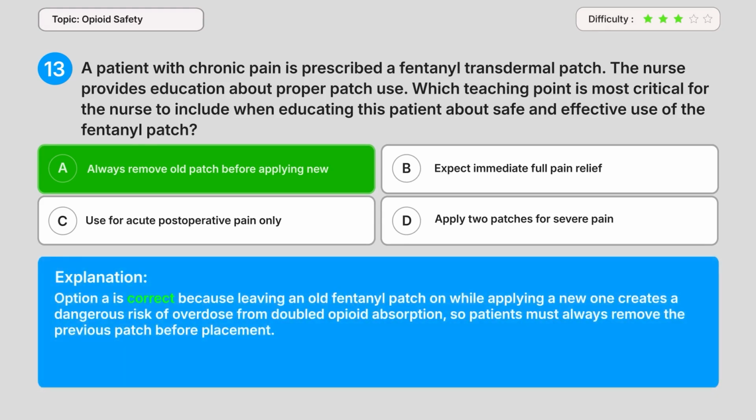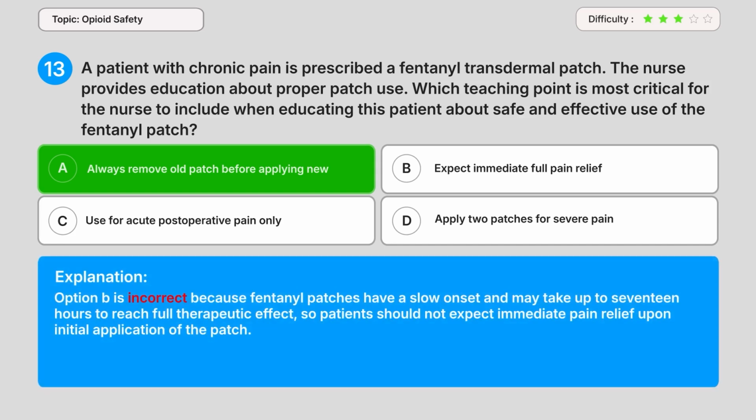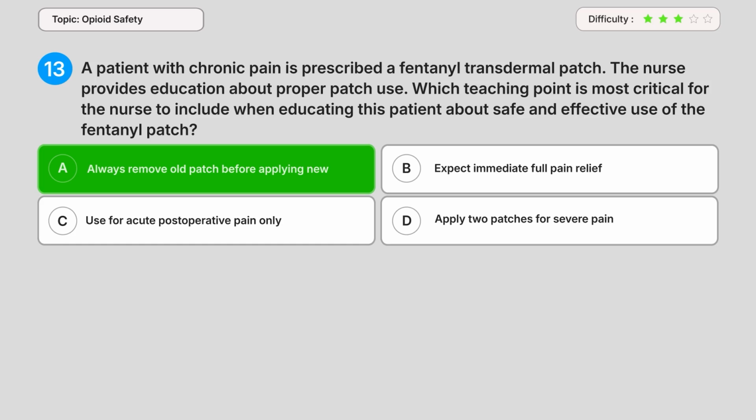Explanation. Option A is correct because leaving an old fentanyl patch on while applying a new one creates a dangerous risk of overdose from doubled opioid absorption, so patients must always remove the previous patch before placement. Option B is incorrect because fentanyl patches have a slow onset and may take up to 17 hours to reach full therapeutic effect, so patients should not expect immediate pain relief upon initial application of the patch.